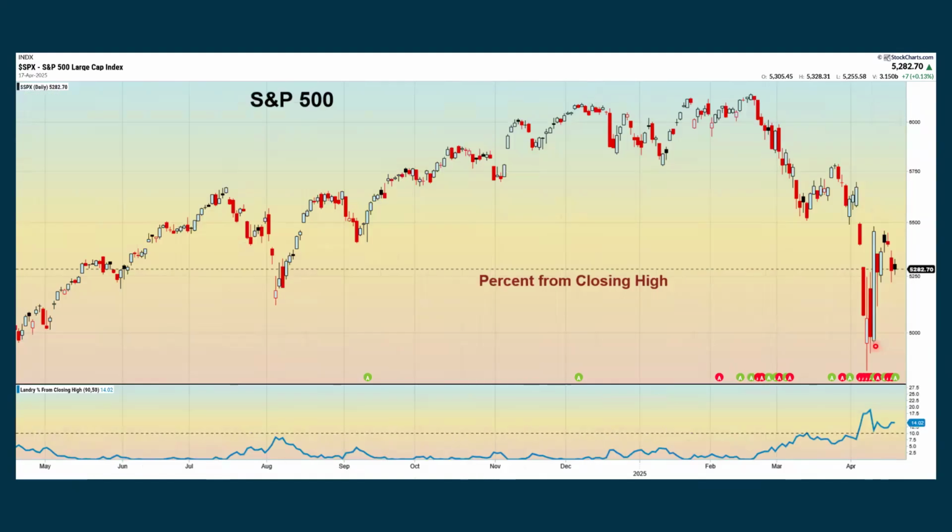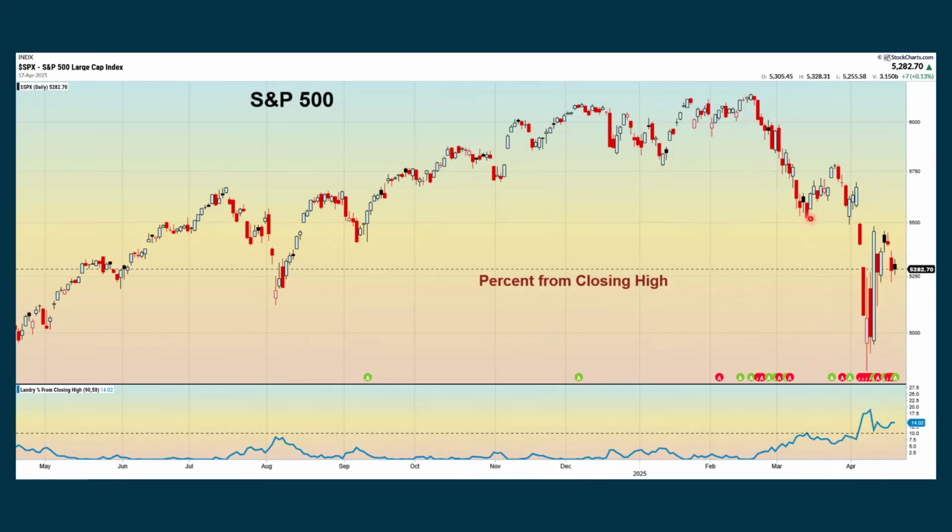And the percent from the closing high, I mentioned earlier that if we go from the all-time high set in February, February 19th, 2025, and if we decline on a closing basis 20% or more, we're now in a bear market. Now, we're already in a downtrend based on moving averages, but we're not in a bear market yet because currently we are 14.02% down from that all-time high that was set.